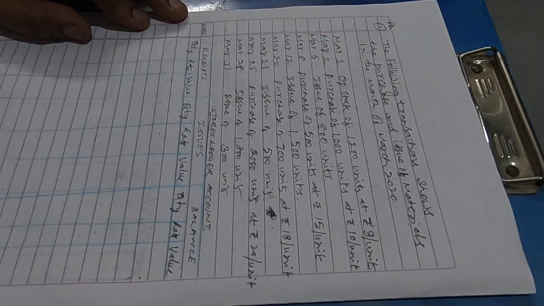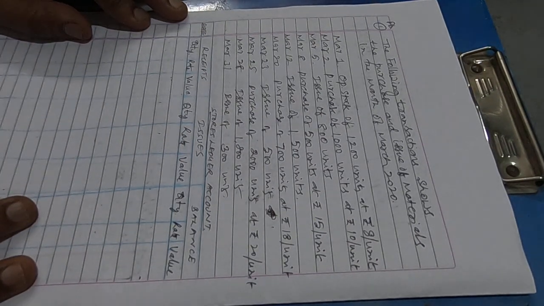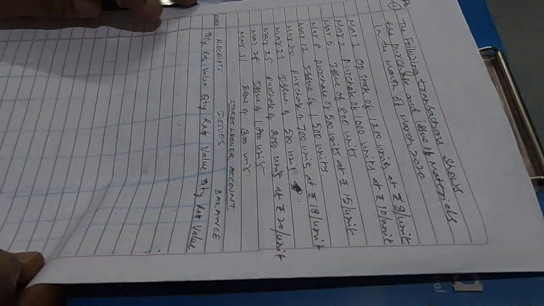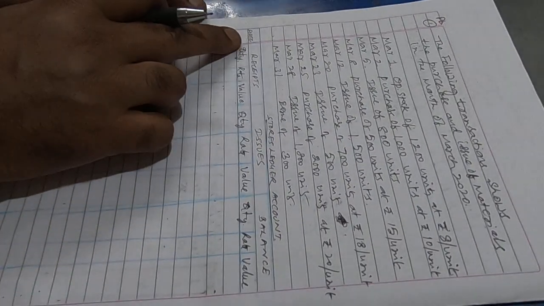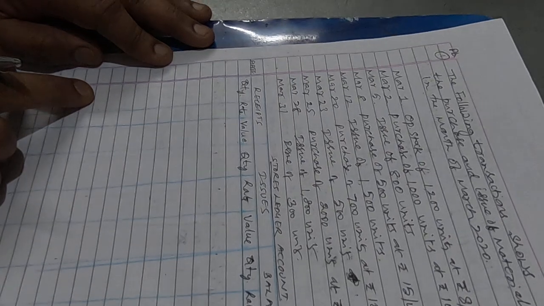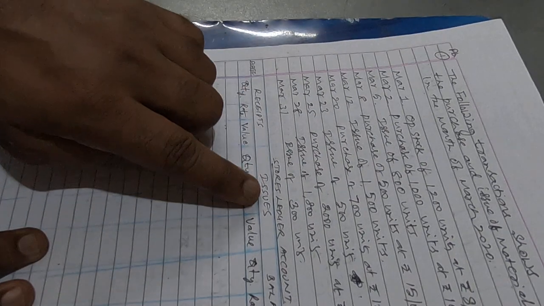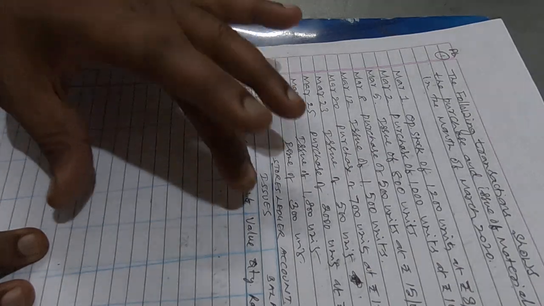So we already know the format of the stores ledger account here. We'll have three sections along with the date. So this is the date column. After the date we have receipts, issues and balances. So there are three sections.